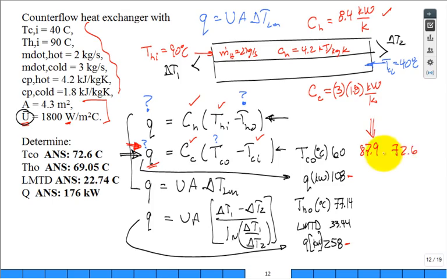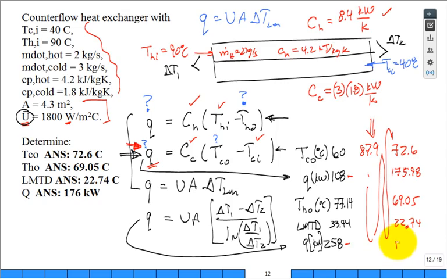But if you go to where you find that the temperature is 72.6 degrees after a few rounds of iteration on the outlet temperature, then this energy balance for the cold fluid will predict that it's 175.98. I'm giving you too many digits on it, but this is the final answer after a few iterations. And then the top temperature hot out is 69.05, and the log mean is 22.74. And then the final rate from the rate equations, 175.98. Hey, that's it.